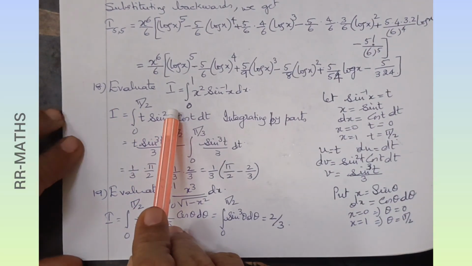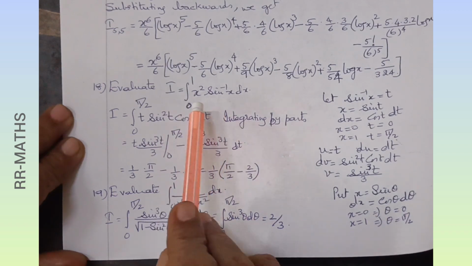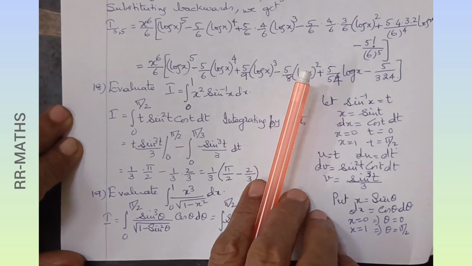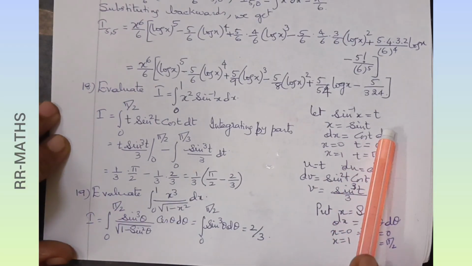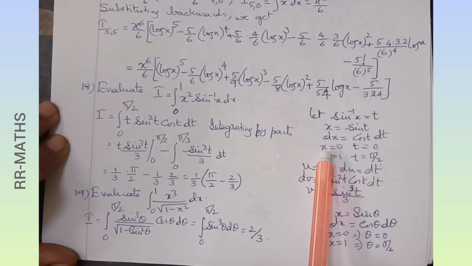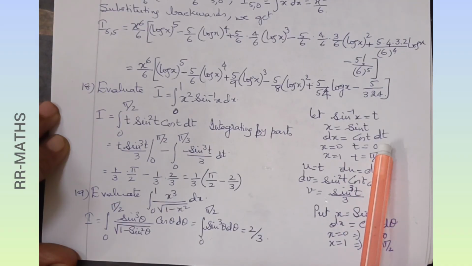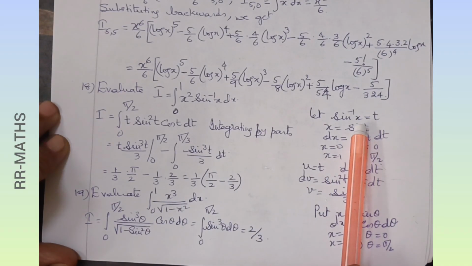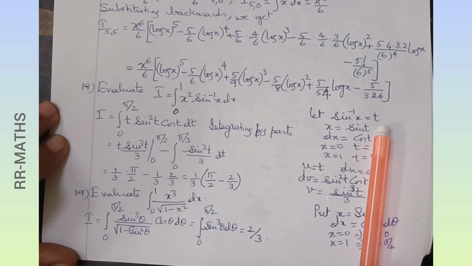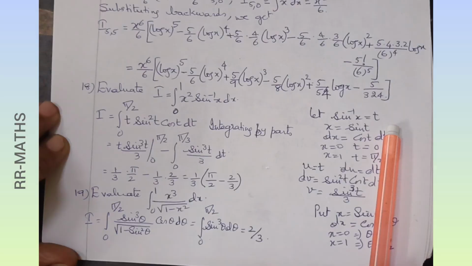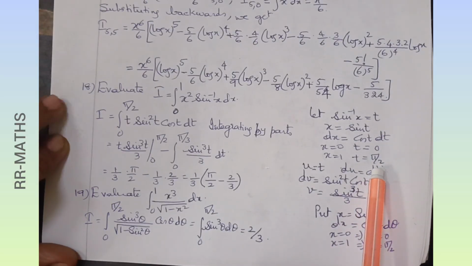Evaluate I is equal to integral 0 to 1 x square sin inverse x dx. So here what I am going to do is, let sin inverse x be t. That gives me x is equal to sin t, so dx is equal to cos t dt. Now when x is 0, sin inverse of 0 is going to be 0, so t is 0. When x is 1, sin inverse of 1 is going to be 90, so that is t is equal to pi by 2.